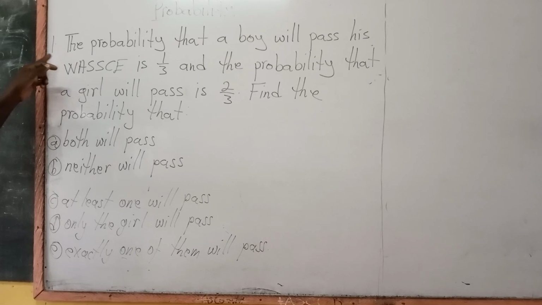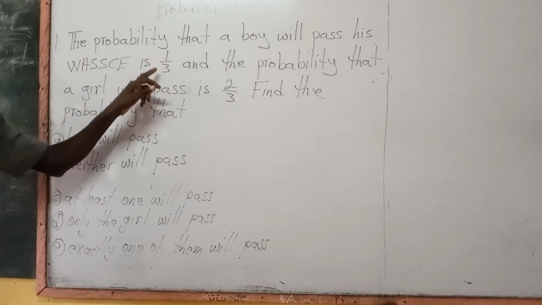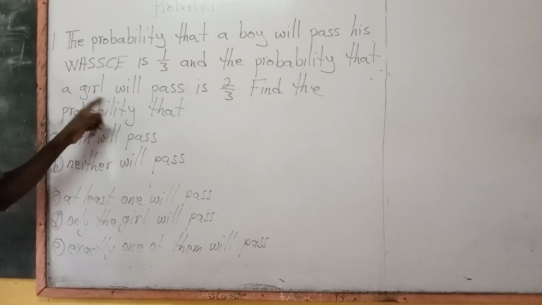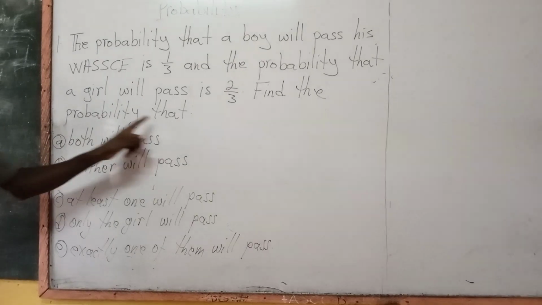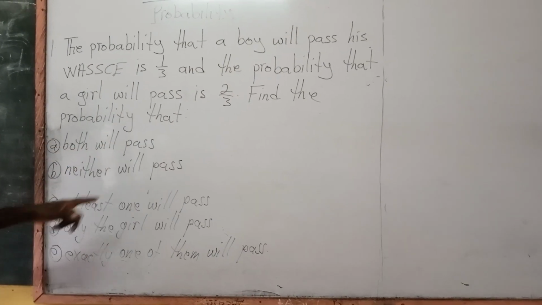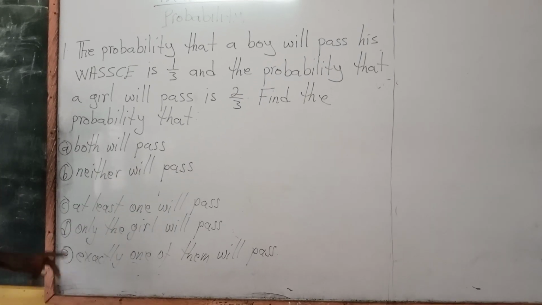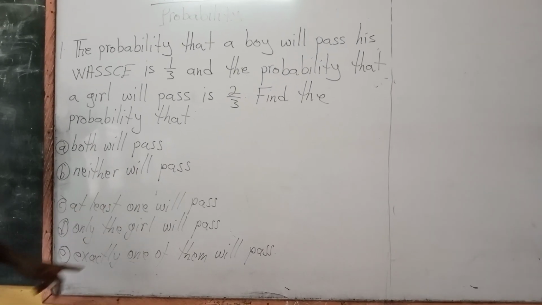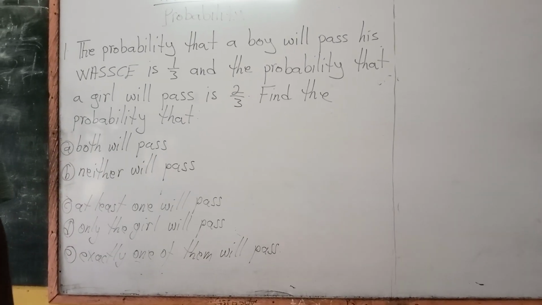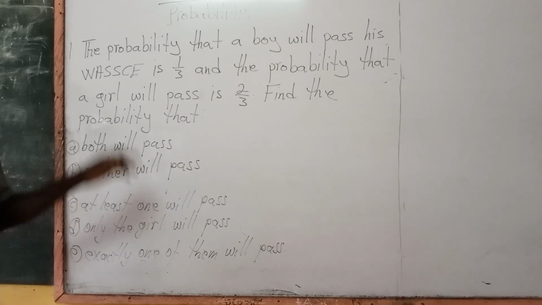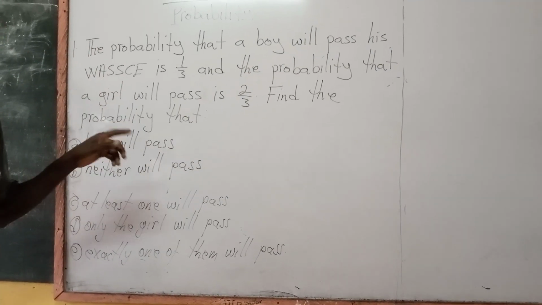The question goes that the probability that a boy will pass his WASSCE is 1 divided by 3, and the probability that a girl will pass is 2 divided by 3. Find the probability that A, both will pass, B, neither will pass, C, at least one will pass, D, only the girl will pass, E, exactly one of them will pass. So before we are able to do that, we will have to find the probability that the boy will not pass and the probability that the girl will not pass.